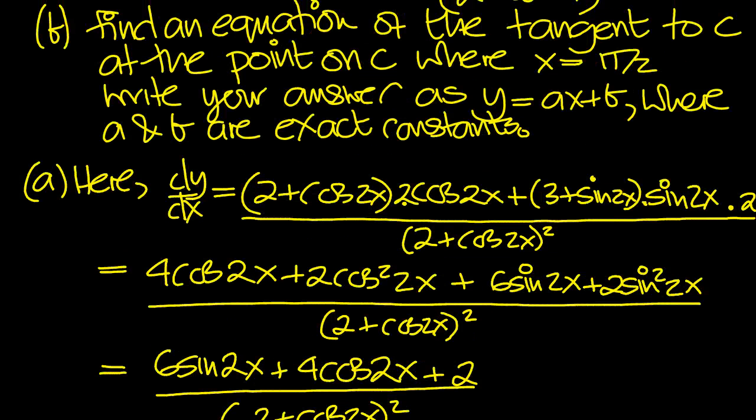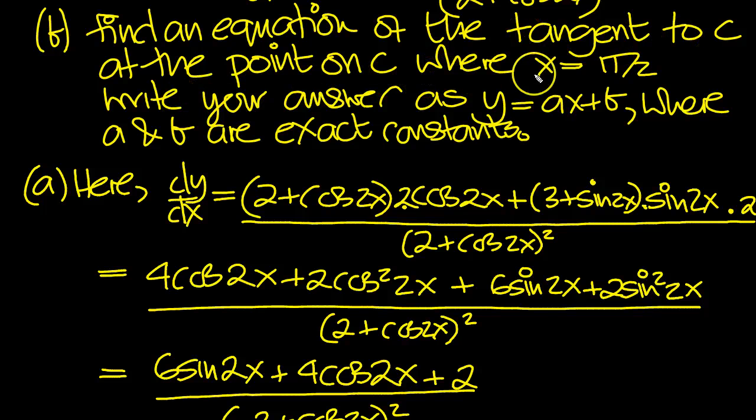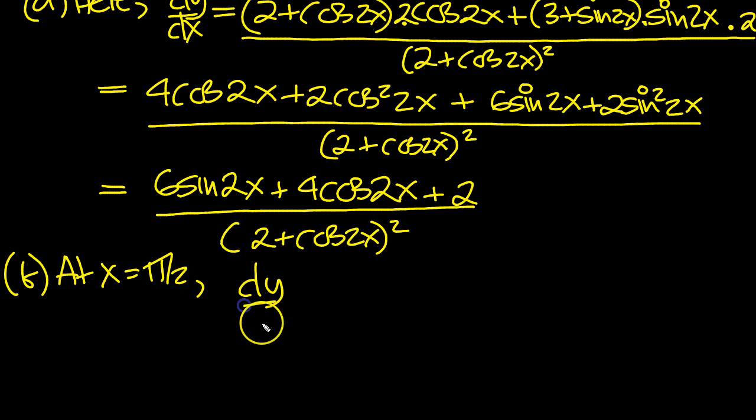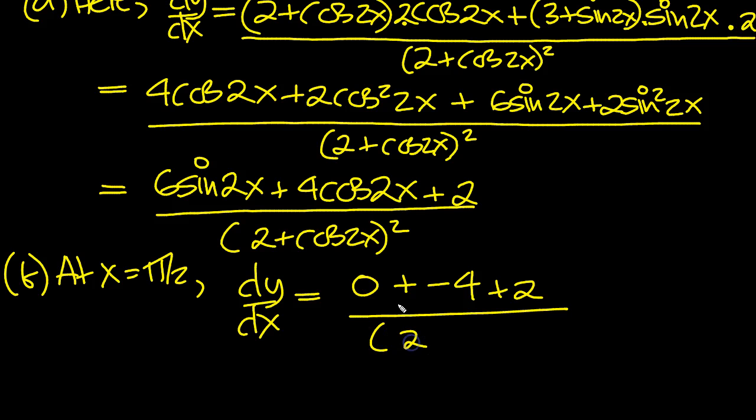Now we turn our attention to part B. Find the equation of the tangent to C at the point on C where x is pi over 2. Write your answer in the form y equals ax plus b. So at x equals pi over 2, dy/dx equals then, put pi over 2 in. Sine of pi is naught, so it'll be naught plus 4 cos of pi, which is minus 1. Tap it in the calculator if you need to: pi over 2 times 2 is pi, cos of pi is minus 1, so it's minus 4 plus 2 all over (2 plus minus 1) squared. On the top we get minus 4 plus 2, which is minus 2. Underneath we get 1 squared, which is 1. So this equals minus 2.